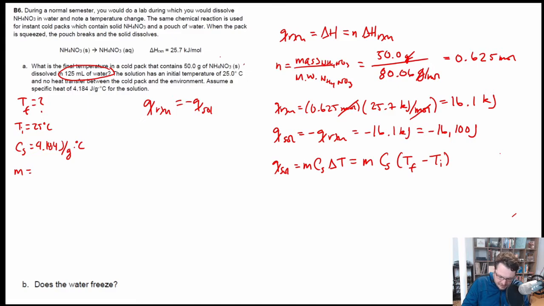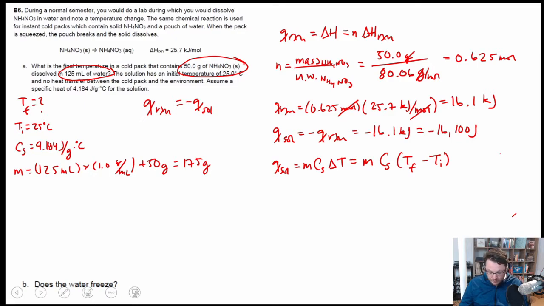The tricky part is that the solution is going to contain the ammonium nitrate as well. So at the end of the day, you're not going to have a mass of 125 milliliters that you have to take into account. It's actually going to be a mass of 175 grams of solution, because those 50 grams of ammonium nitrate are going to be part of the solution. So as your mass, you have 125 milliliters of H2O, which gets converted into grams by 1.0 grams per milliliter. Then you add to that the 50 grams of ammonium nitrate. So that comes out to 175 grams. That's what the mass is.